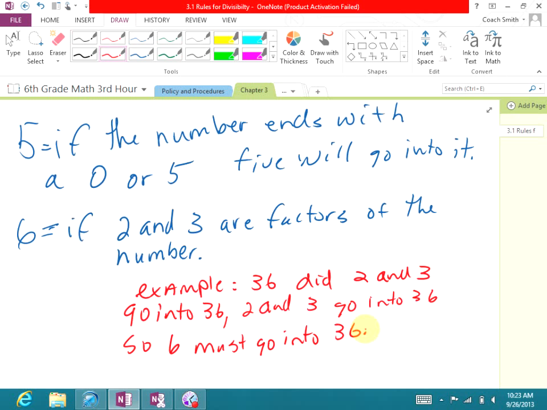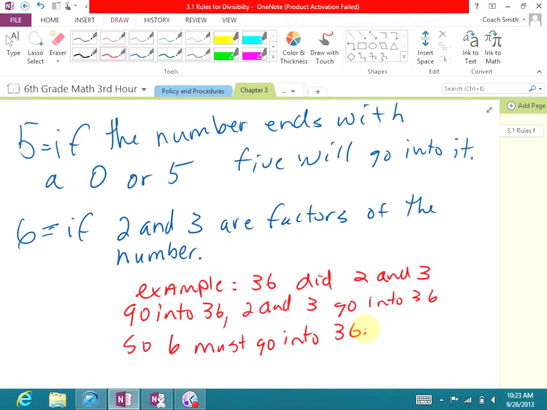Okay? So let's think of an example. All right? Does 2 and 3 go into 12? So 6 goes into it. All right? Let's think of 18. Does 6 go into 18? Yes, because 2 goes into 18, 3 goes into 18. Well, what about 15? No. Why? Emma? Right, because only 3 goes into 15. So therefore, 2 and 3 don't both go into 15, and that's why you can't just say, well, every number 3 goes into, 6 will go into. No, that's not the case.